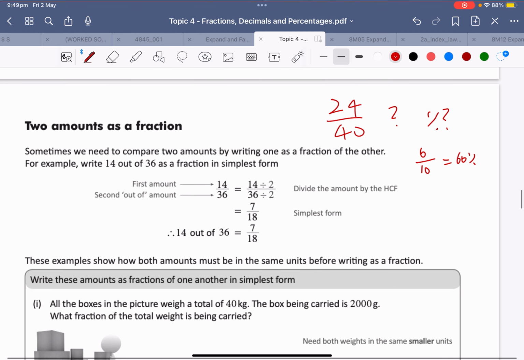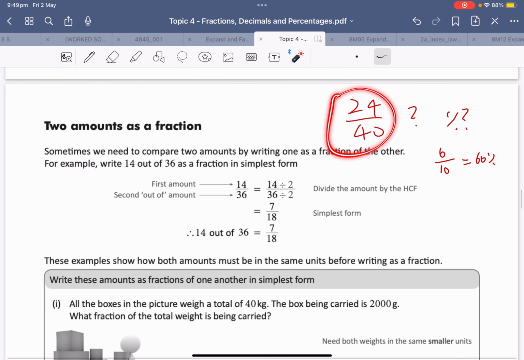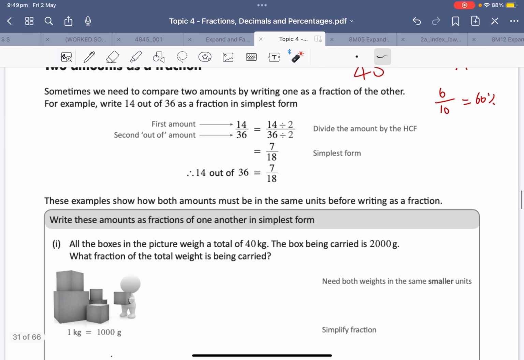If I were to compare two amounts, I can just write that as a fraction of another. That's the idea of what a fraction is, actually. A quantity in comparison to another quantity. Okay? So if I get 14 out of 36, it's the same as 7 over 18.